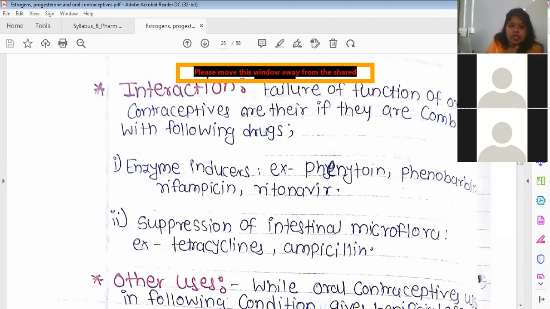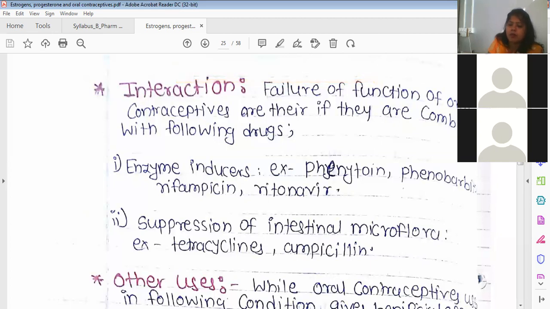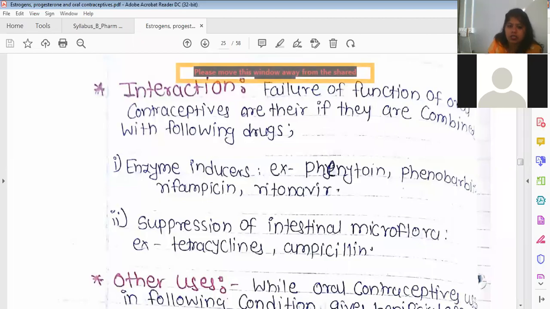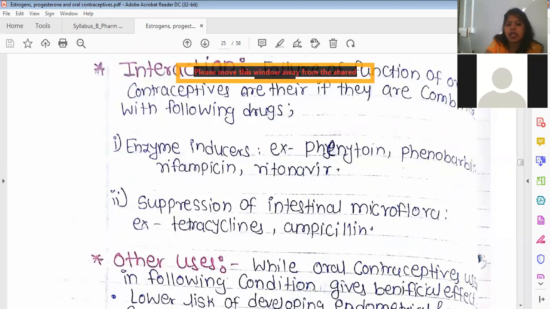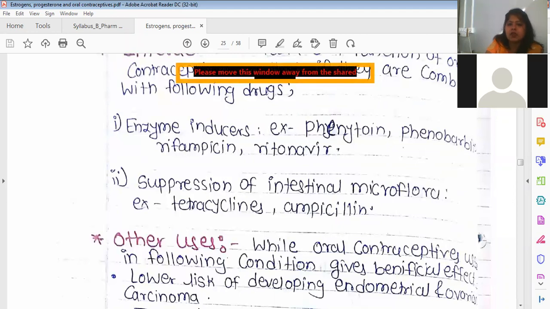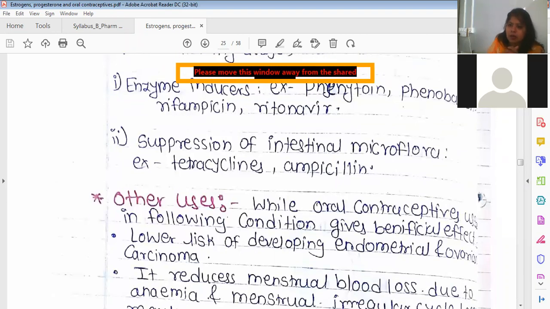Then what are the interactions? Derivatives which induce enzymes or hormones, like phenytoin, phenobarbiturate, rifampicin, are not taken along with the oral contraceptive. Some agents like tetracycline and ampicillin suppress the intestinal microbial flora, so along with those derivatives the oral contraceptives are not taken.